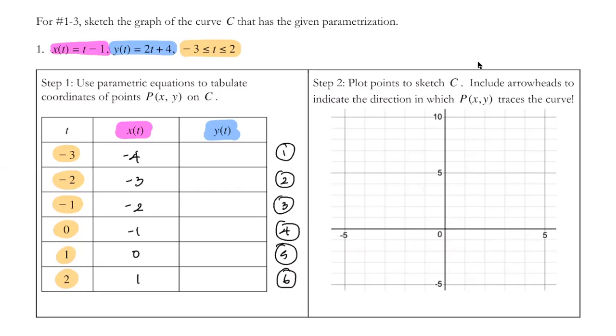Okay. Now let's figure out how to get the y values from the y of t. So we're going to take all those orange values, we're going to plug them into the blue equation. Okay, so we're going to plug in -3. So 2 times -3 is -6, plus 4 is -2. -2 plugged in gives me 0, and then 2, and 4, and 6, and 8.